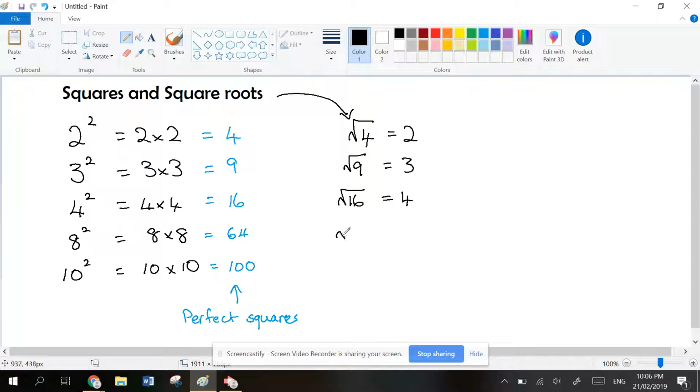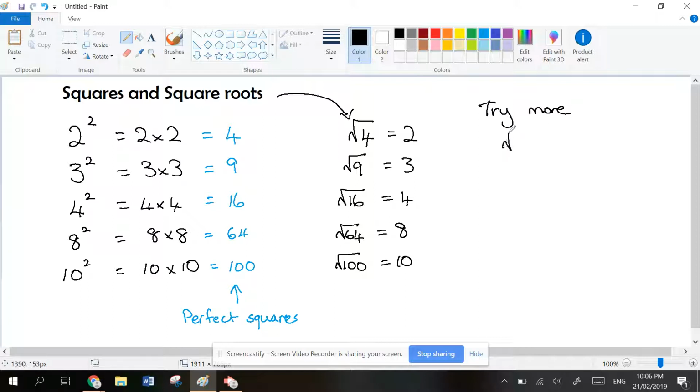The next one, if I did the square root of 64, that would give me an answer of 8, for the same reason that 8 times 8, or 8 squared, gives me 64. And the square root of 100 would be 10. So the square root is the opposite of a square. Let's try some more.